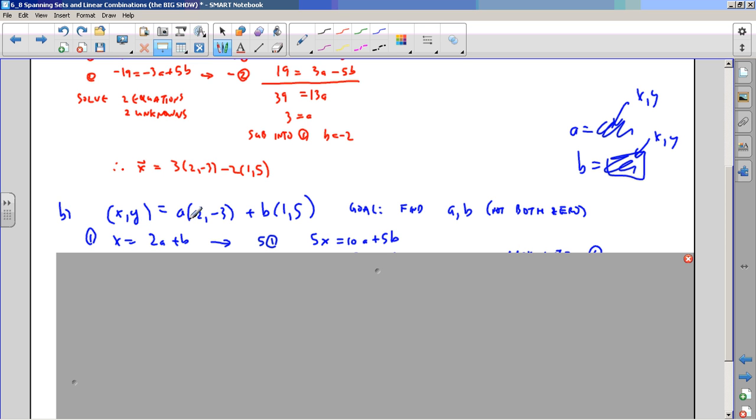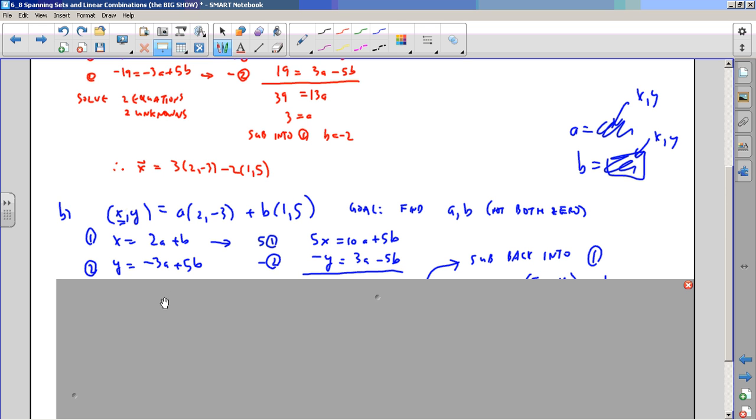Okay, so same trick. Multiply by the scalars, compare coordinates, so I get the x coordinate is equal to 2a plus b. And I get the y coordinate is equal to -3a plus 5b. You see, I just distributed the a, collected up the 5b, and then I get 2 equations, 2 unknowns. And I'm going to pull the same trick. I'm going to try and eliminate the b's here. I'm using elimination. You can use substitution. You can eliminate the a's first or the b's first. Doesn't matter.